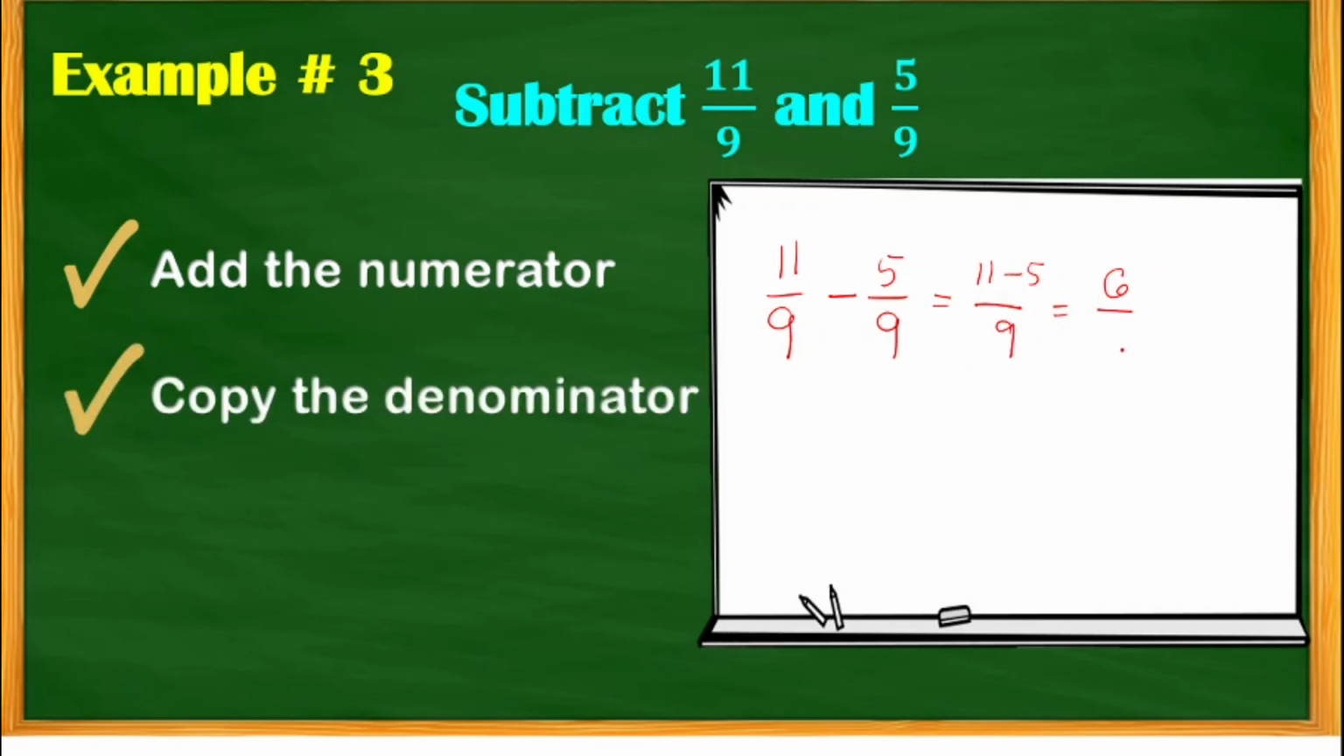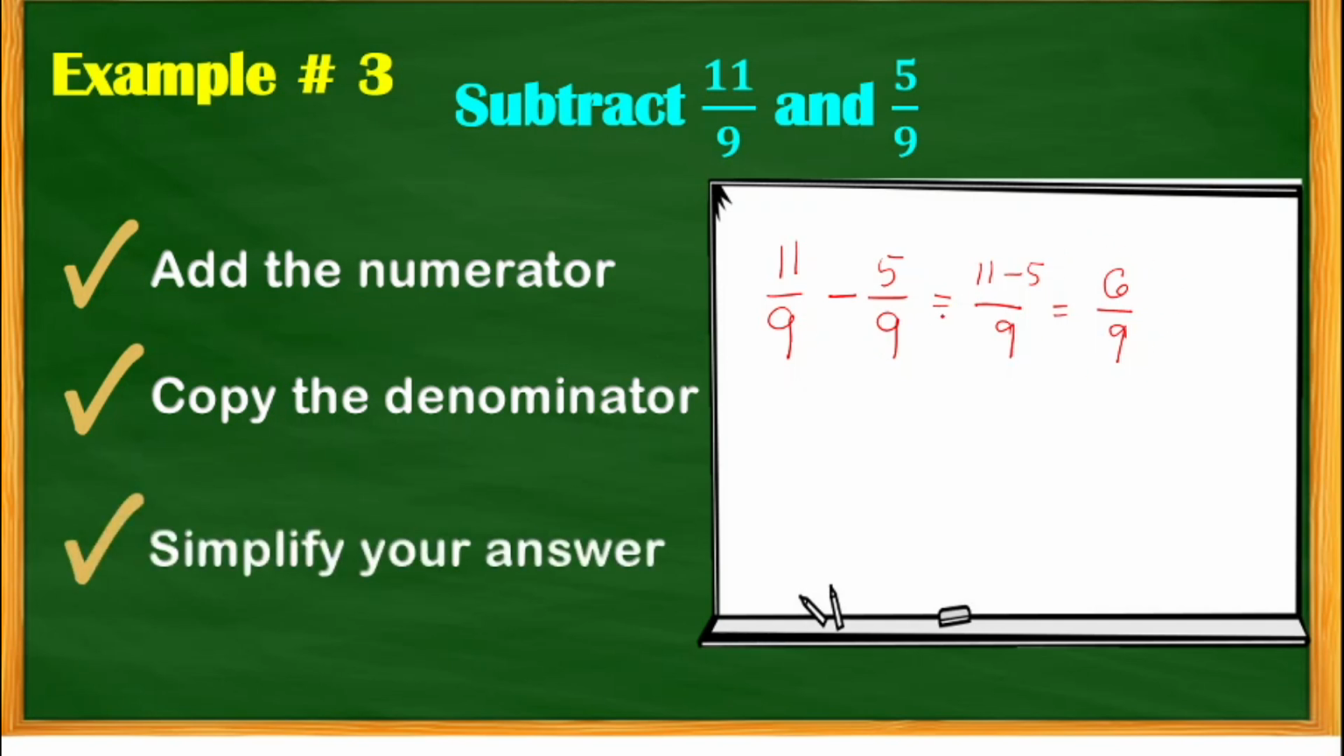So we're going to copy the denominator. So now this would be our answer. So all we need to do is to simplify our answer. Is there any common factor between 6 and 9? Very good. Grade 4 pupils. The common factor is 3. So we're going to divide this one by 3. 6 divided by 3, the answer is 2. And then 9 divided by 3, the answer is 3. So the final answer would be 2/3. 2/3 has no common factor, so this would be our final answer.